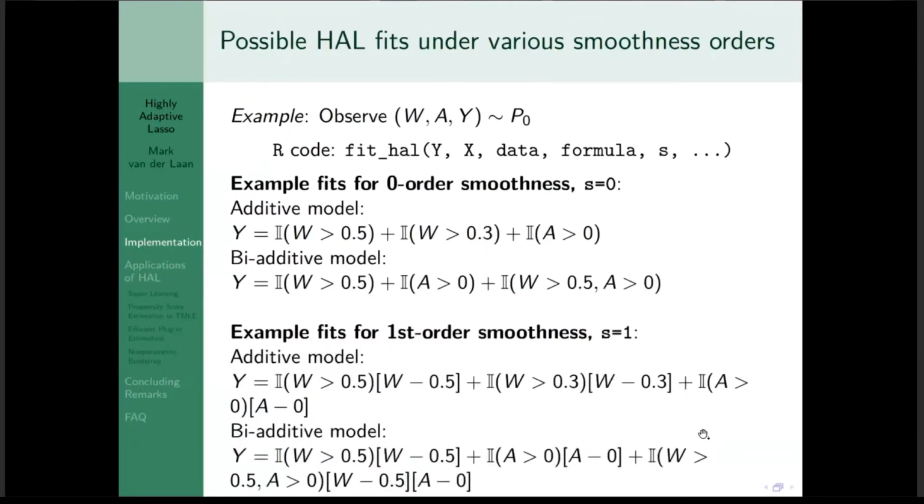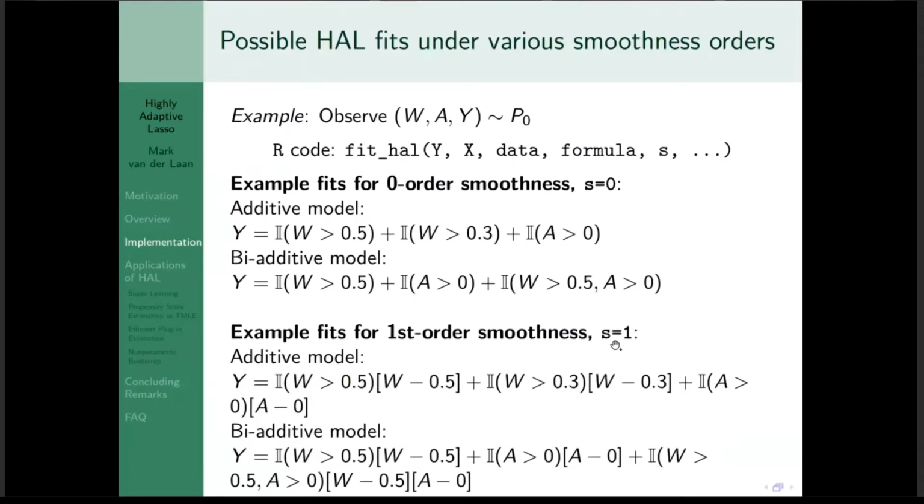You can also specify the smoothness. S is 0 is the default, and that's the one where you don't need any smoothness, and it has these indicator basis functions jumping from 0 to 1. Here are examples of an additive model and a bi-additive model with knot points 0.5, 0.3, and here for A, if A is binary, then you naturally have only one knot point.